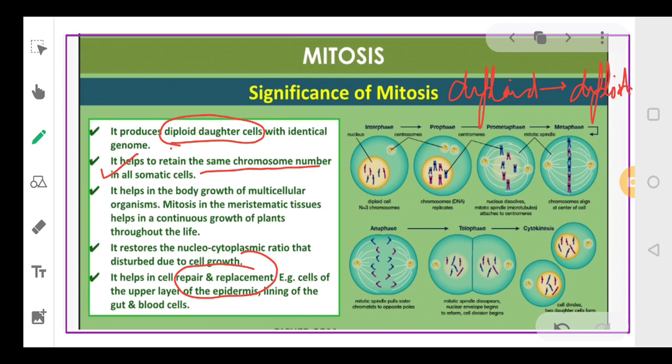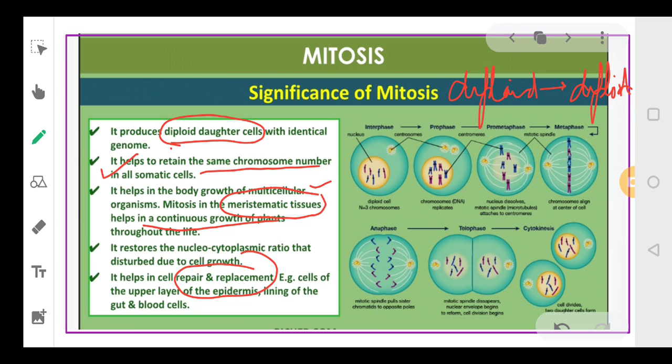The RBCs are being renewed, right? Because we know the life cycle of RBC is 120 days. So the repair and replacement happening in our body is all because of the process of mitosis. Now if we talk about plants, we know that in plants meristematic tissues are present, the dividing tissue. This meristematic tissue is present at specific places. That is why the growth of the plant occurs at specific points. We have apical meristem, lateral meristem, intercalary meristem. Because plants have meristematic tissues, they grow continuously.